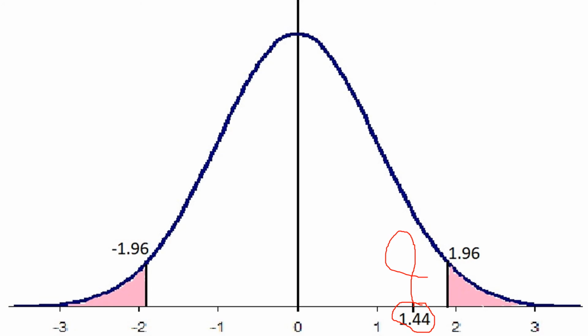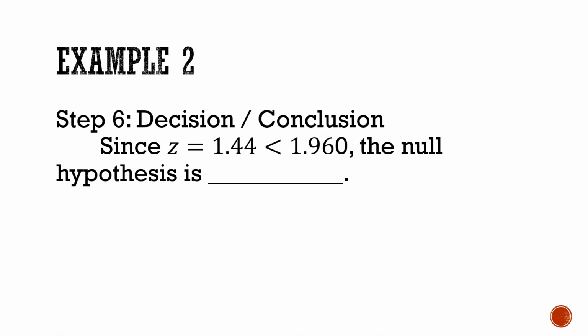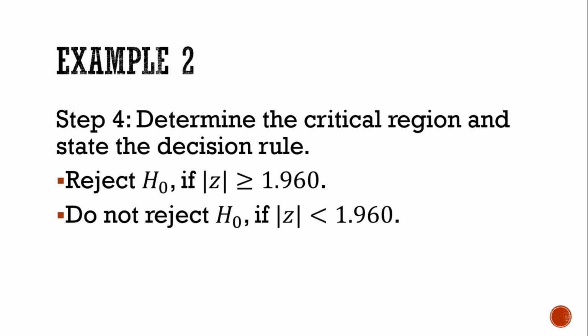Now, since the computed value of z, 1.44, falls in the non-rejection region, what are we going to do with the null hypothesis? Is it rejected or not rejected? Let us recall step 4, determine the critical region and state the decision rule. We are going to reject the null hypothesis if the absolute value of z is greater than or equal to 1.96, and if not, we do not reject.